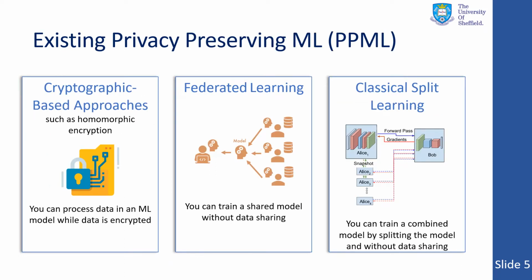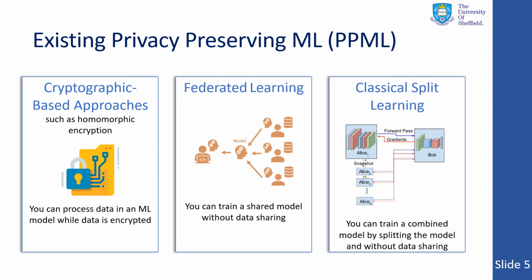Existing privacy-preserving machine learning techniques can be divided into three subcategories. The first is cryptographic-based approaches that use encryption such as homomorphic encryption. Data can be processed in machine learning models while they are encrypted. The second type is the federated learning approach, where each client trains a local model using its own data and then shares the model parameters with a global server without sharing the data.